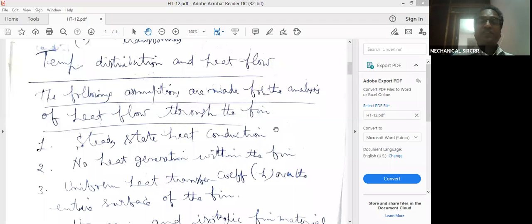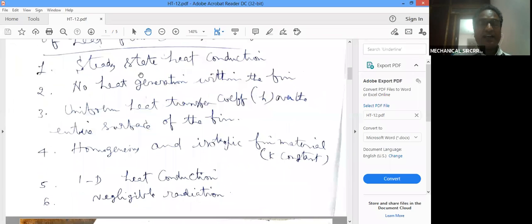So there are different materials that are used for fin manufacturing. Aluminum nowadays, to reduce the cost, aluminum fins are used. But in the earlier days, copper fins were also used. Copper, C-O-P-P-E-R, copper fins. But if you use the copper material, then the cost increases.